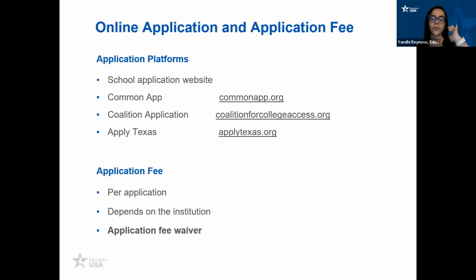Some institutions can also give you an application fee waiver. That means that you won't have to pay the fee. They usually give you a code, so you can apply the code, and then at the end you pay $0. That depends on the institution. Not every institution has application fee waivers, but still, if you are trying to save some money, this can be a great opportunity.